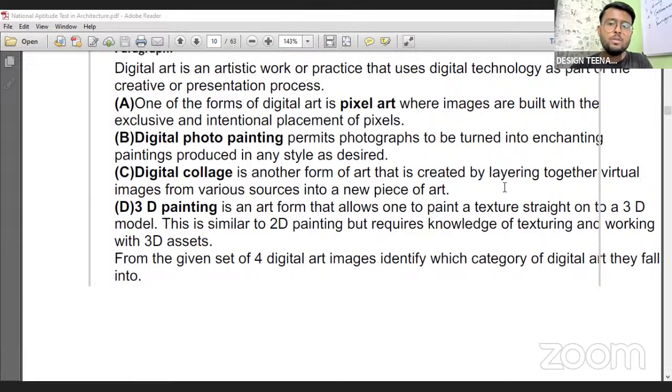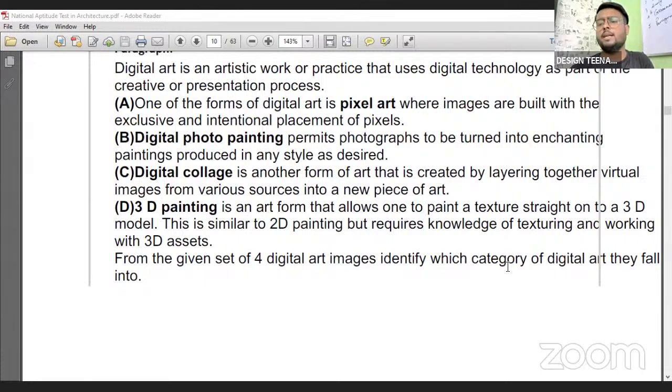Fine. So let's proceed. Now the other one is 3D painting, an art that allows the paint to texture 3D shapes. That is similar to 2D painting, but it requires knowledge of texturing and work with 3D assets also.